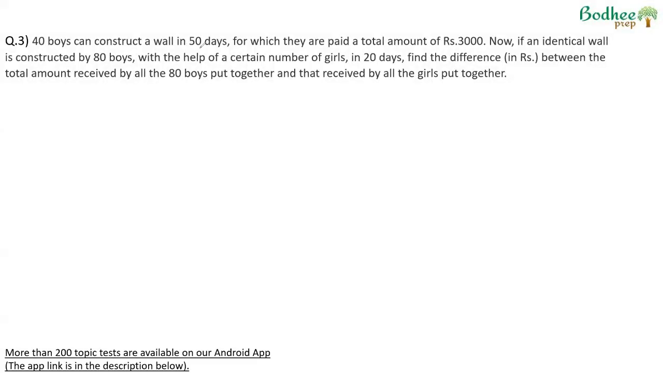40 boys can construct a wall in 50 days, for which they are paid an amount of 3,000. Now, if an identical wall is constructed by 80 boys with the help of a certain number of girls in 20 days, find the difference between the total amount received by the 80 boys put together and that received by the girls put together.